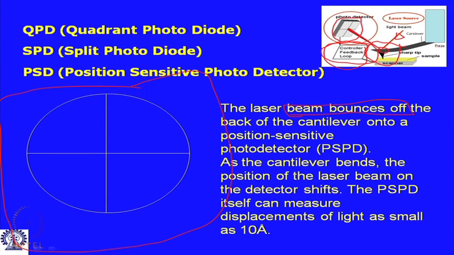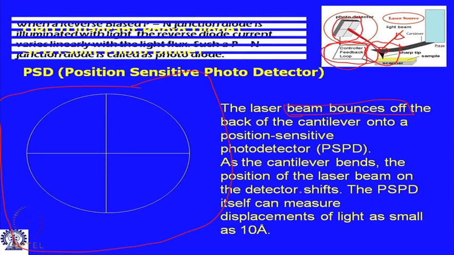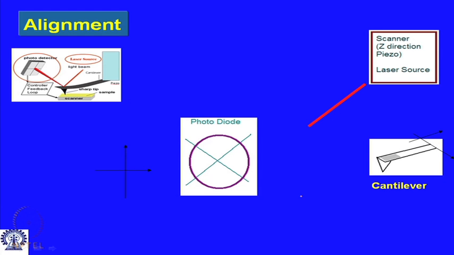As the cantilever bends, the position of the laser beam on the detector shifts. The PSPD itself can measure displacement of light as small as around 10 angstrom. Therefore, this gives unprecedented resolution. Down to about 10 nanometers lateral resolution is pretty routine without ultra high vacuum or anything, and a vertical resolution of a few nanometers is also achievable with an atomic force microscope. So, these things we talked about.